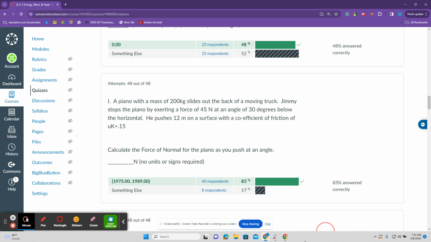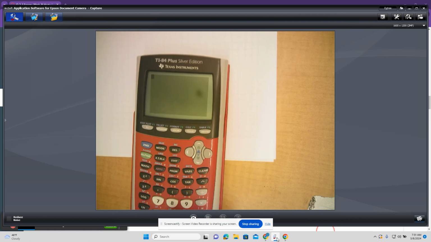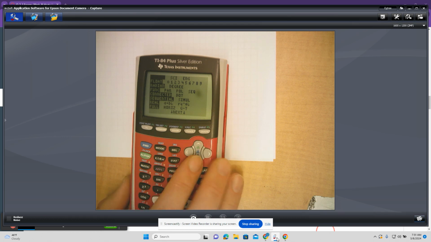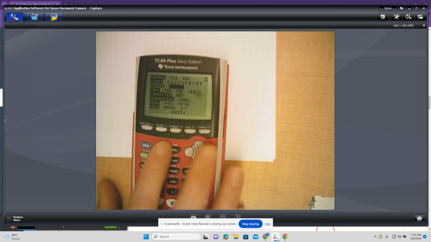So we start by calculating normal force. I'm going to pull up a calculator here so we can see how this is going to work. First thing, check your mode. What mode am I in? I am in radian. See, that would be a problem. Move over to degree, press enter. Now that I'm in degrees, I'm ready to roll.